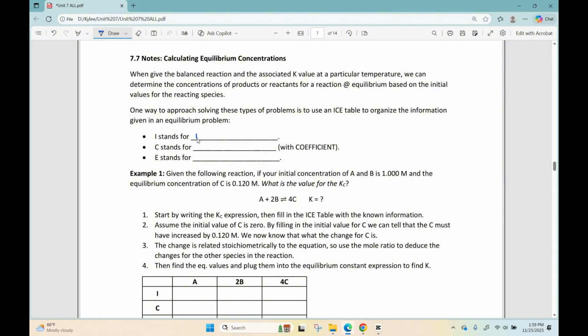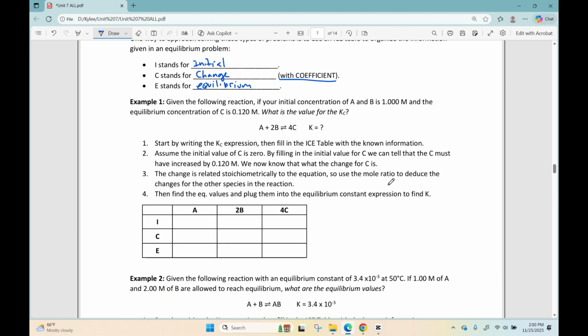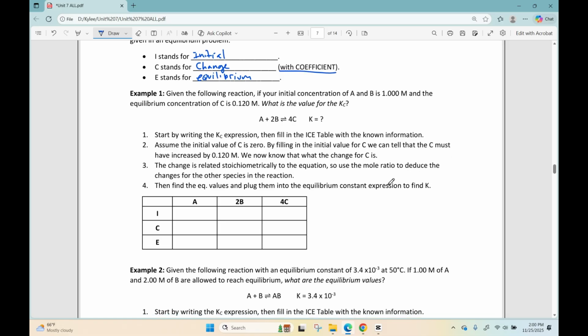I stands for initial, C stands for change with coefficients, and E stands for our favorite word, equilibrium. So when we approach a problem, we are going to organize all the information that's given to us by creating an ICE table. The best way to do this is to start looking at some examples.